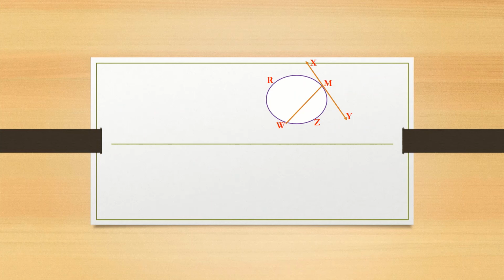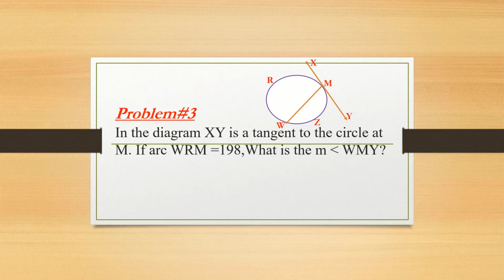Example number 3. In the diagram, line XY is tangent to the circle at point M. If arc WRM equals 198 degrees, what is the measure of angle WMY? Angle WMY, which means this angle. So how can you find angle M?